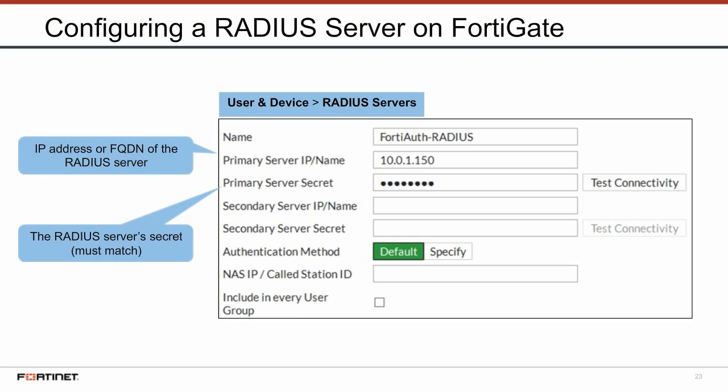Unlike LDAP configurations, the Test Connectivity button used here can test actual user credentials, but, like LDAP, you can also test this using the CLI. The Include in Every User Group option adds the Radius server and all users that can authenticate against it to every user group created on the FortiGate. So, this option should only be enabled in very specific scenarios. For example, when only administrators can authenticate against the Radius server and policies are ordered from least restrictive to most restrictive.